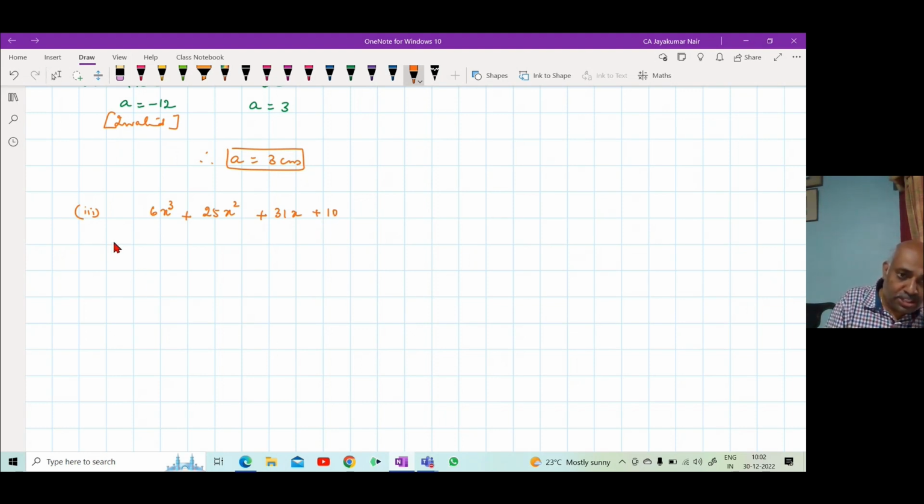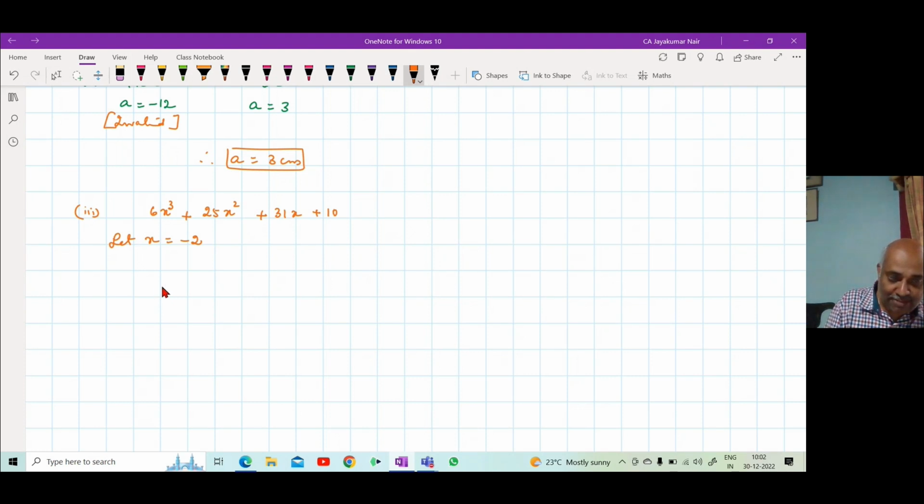What you have to do first, you can assume some values for x. You can say let x is equal to 1, substitute here and see if the result is 0. If the result is 0, then x minus 1 will be a factor. So you must try, it's a trial and error basis. So I am going to use let x is equal to minus 2. I'm going to substitute minus 2 in place of x.